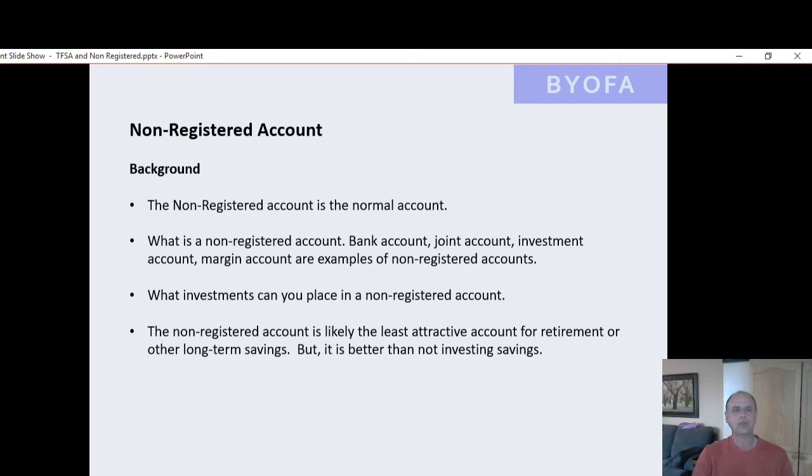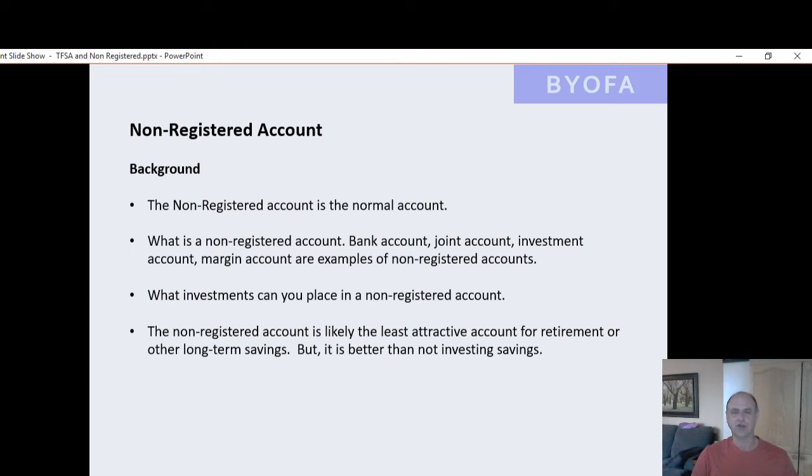Now, I should point this out. If you go to your bank and say, hey, I want to buy some shares of VTI in my bank account, they will say, no, sorry, you can't do this in a bank account. You have to go talk to an investment advisor. So you can't place the same investments in all accounts. A bank account is simply a bank account. You need to open up a special investment account to be able to place investments in it.